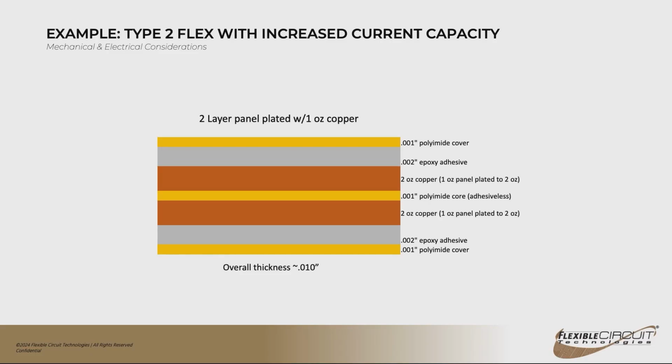We started with 1 ounce copper and did a panel plating to get us up to 2 ounce, a 1 mil adhesiveless core that we still have. But you can see on the outer 2 cover layers, we now have 2 mils of adhesive instead of 1 mil of adhesive. So overall, we're now up to a 10 mil overall thickness instead of a 6 mil overall thickness. So we increased our overall thickness by over 40% just by increasing the current capacity of the circuit.